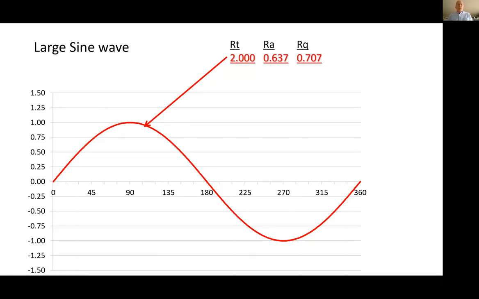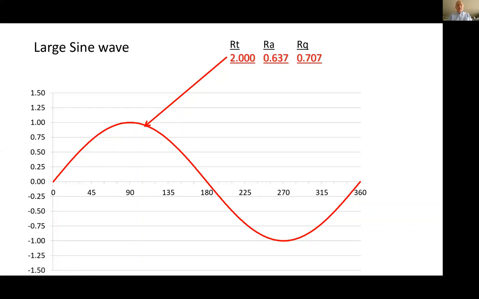So let's take a look at a very simple exercise you could do in Excel. We'll just take a look at a sine wave, and we can calculate the different parameters for that. So the RQ comes out to be 1 over the square root of 2, which if you're good at math, you could predict. RT is very simple, peak to valley, and for RA, you just take a whole bunch of these heights and sum them up.